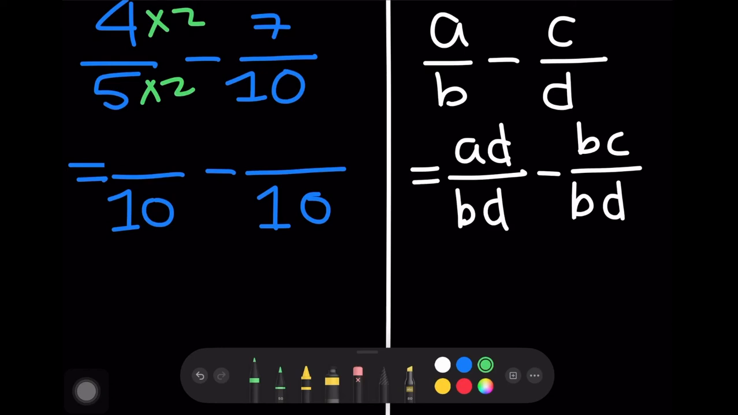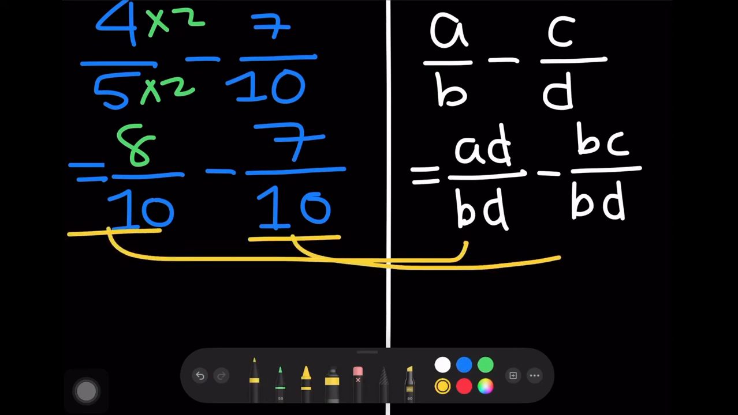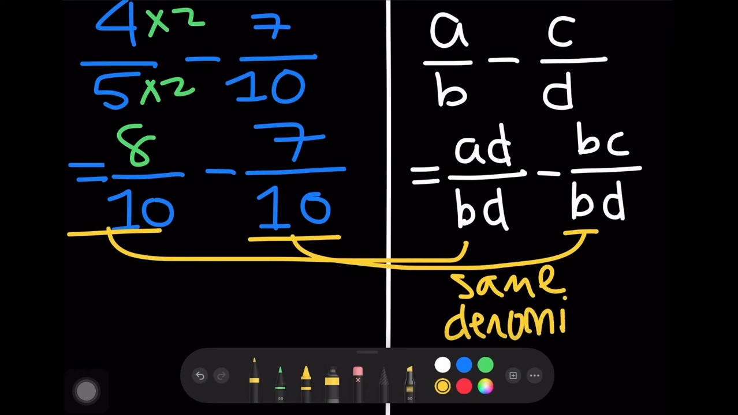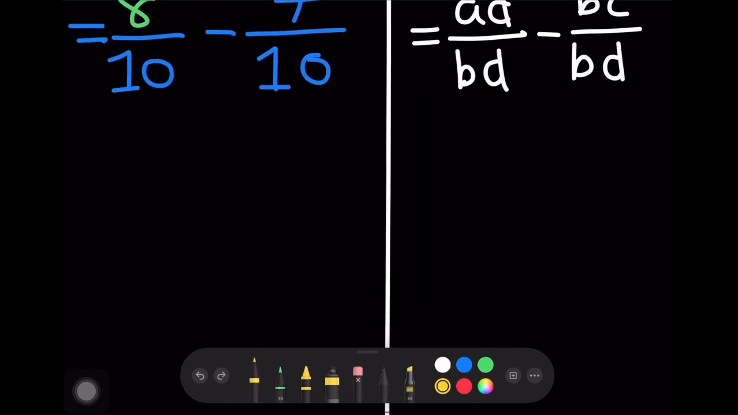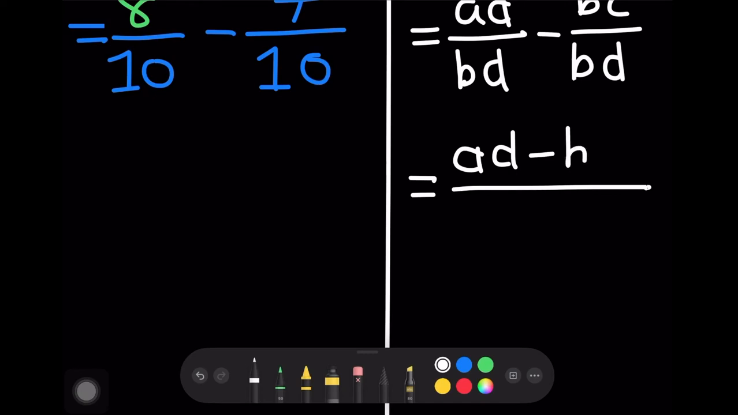So now let's write the numerators with 8, and the second one will be 7. Now before we get to the next step, I just want to show you what we can see here is that 10 is equal to BD, and it's proven that the formula is correct because the denominators are the same, which is 10 only. So we're going to the next step, AD minus BC over BD. So we write it like this. And we'll be doing the same with the other side.